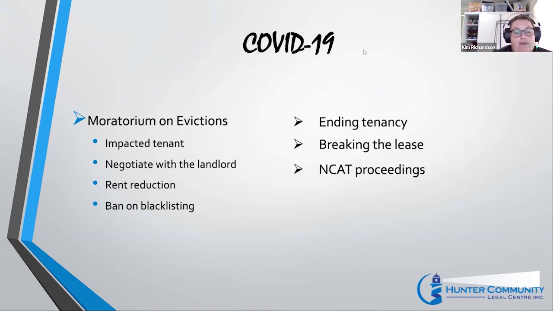During the moratorium period, so from the 15th of April 2020 to the 26th of March this year, 2021, there is a prohibition on listing a tenant on a tenancy database, so blacklisting essentially, if the proposed listing is for rent arrears that are as a result of being financially impacted by coronavirus.